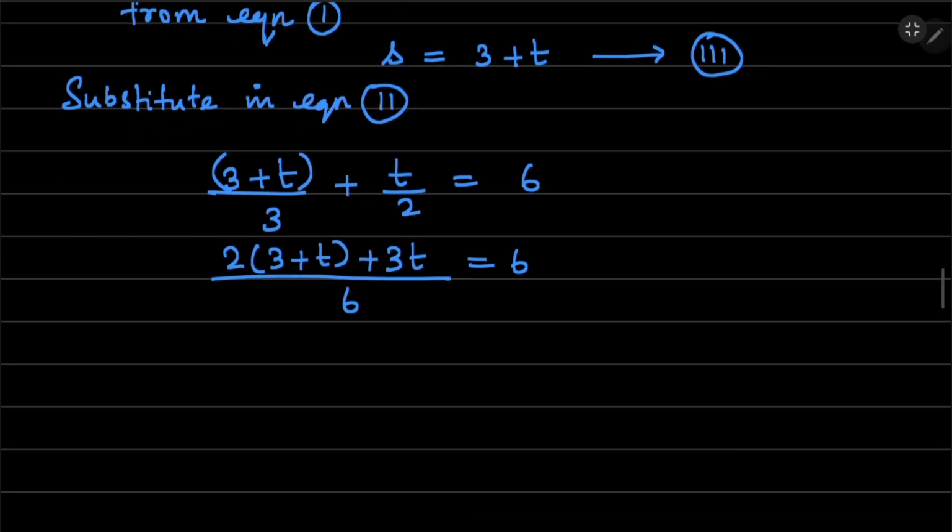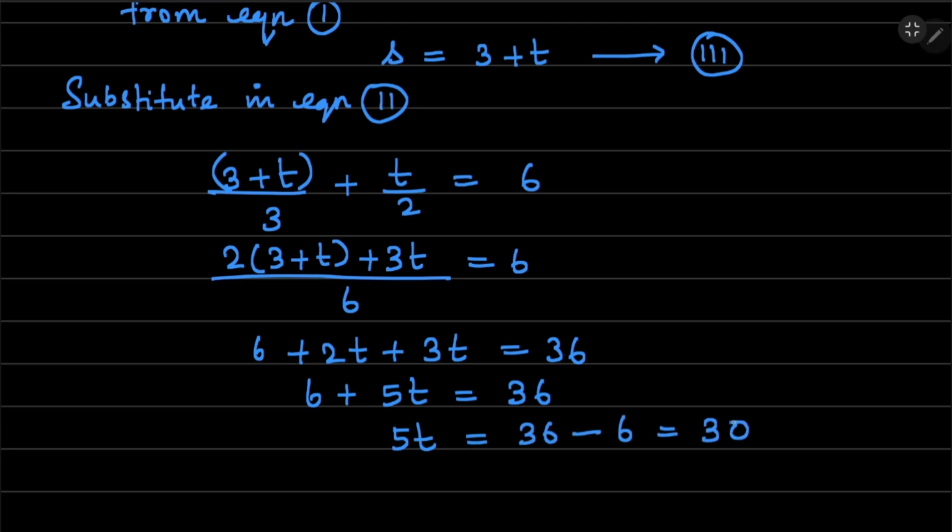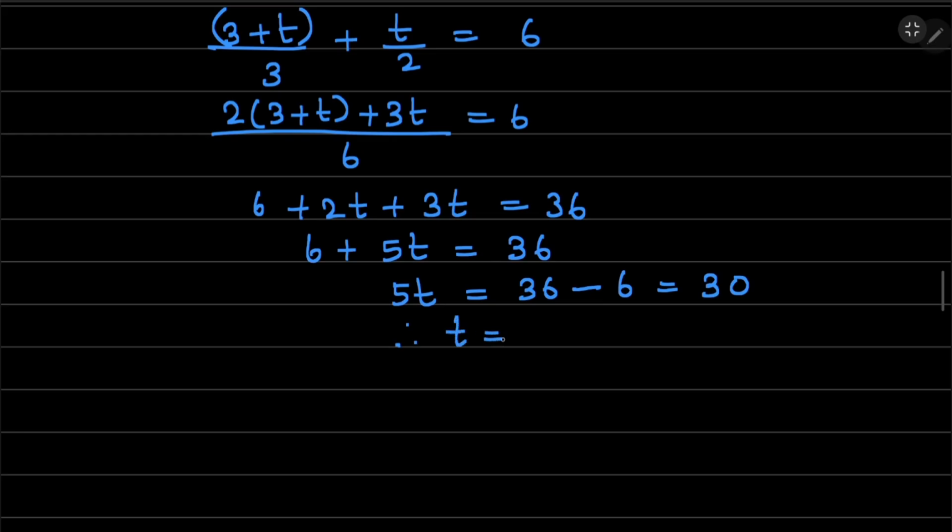is equal to 6. Cross multiply. What do you get? When you cross multiply and also solve, open the brackets here. So in the numerator, you'll have 2 into 3, 6 plus 2t plus 3t equal to, cross multiply, 6 goes to the numerator. 6 6s are 36. Okay, so 2 plus 3, so 6 plus 5t is equal to 36. 5t equal to 36 minus 6, which is 30. Therefore, t is equal to 30 divided by 5, which is 6. So therefore, t equal to 6.